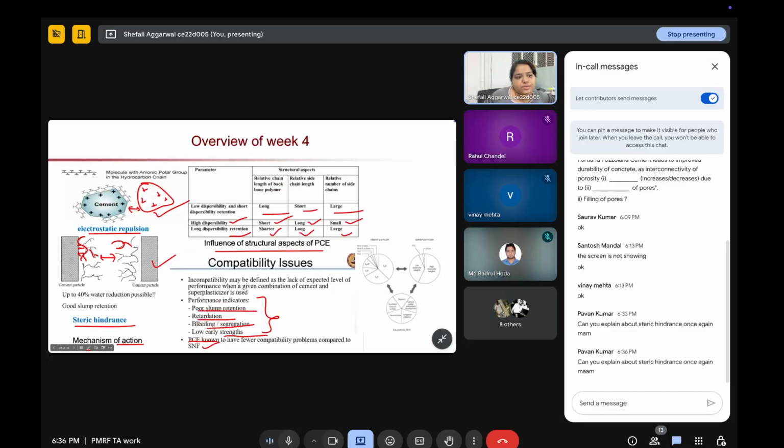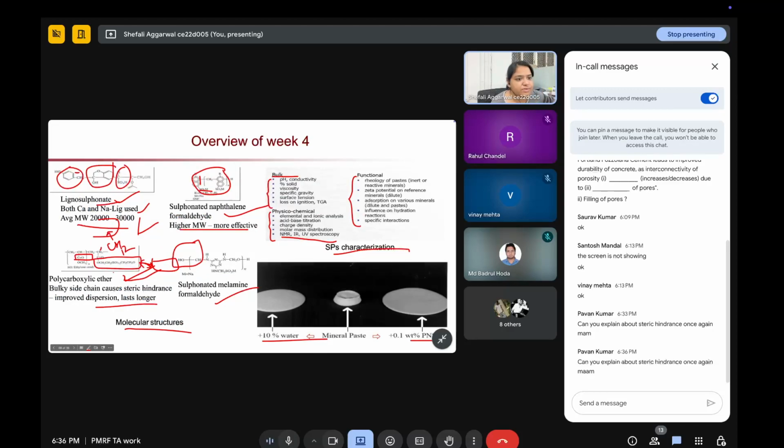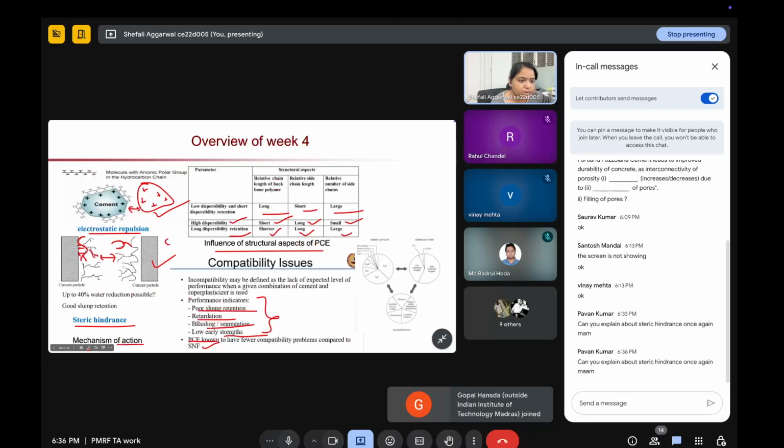So in steric hindrance, what is happening? If we see here, this will be the backbone of your chemical, and this will be the long chain of the chemical. This backbone's bond will be broken, and it will adsorb onto the cement particle. And this long chain will be free in the environment. Again, this is the long chain of one chemical, and this is the long chain of another chemical. These two things won't react with each other.